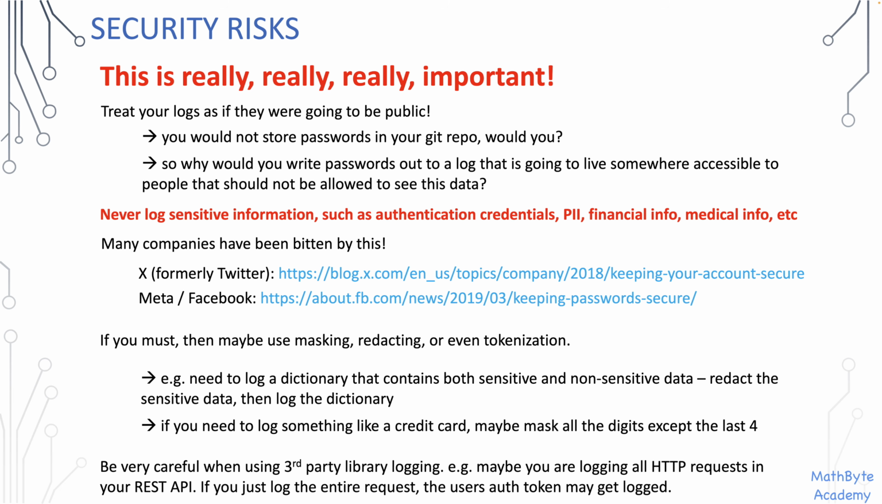Now, you do have to be careful because when you're using third-party libraries, you don't know what they're logging, right? So maybe you're using a third-party requests library and you're logging all the HTTP requests that are coming into your REST API. You've just created this FastAPI app and then you have some library that you're using, and it is logging everything to the logs, including the headers, including the request data and all that stuff. Well, that could contain sensitive information. The header can contain the API token. You do not want that in the logs.